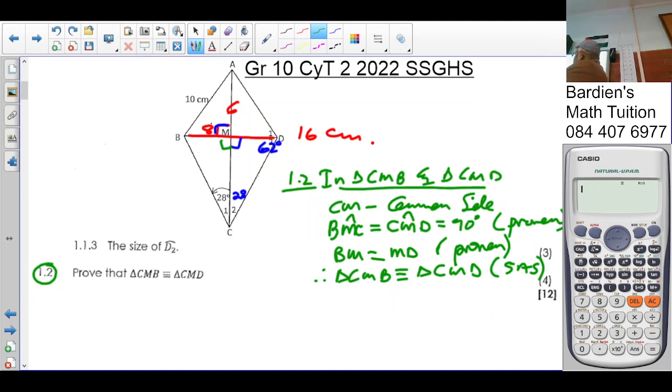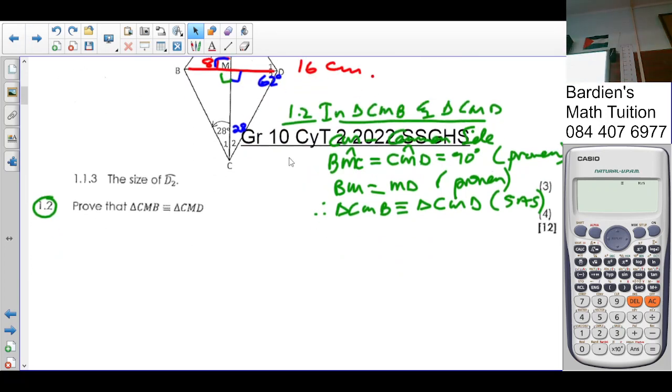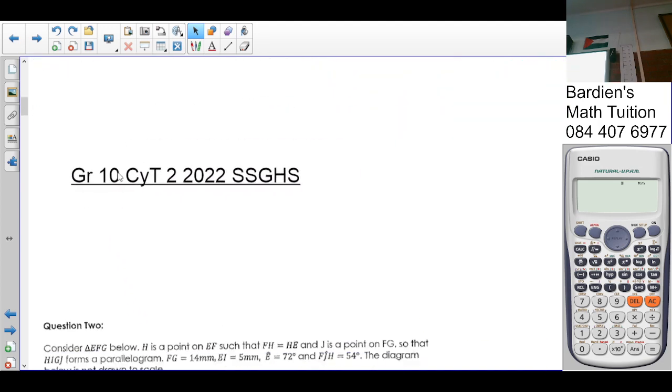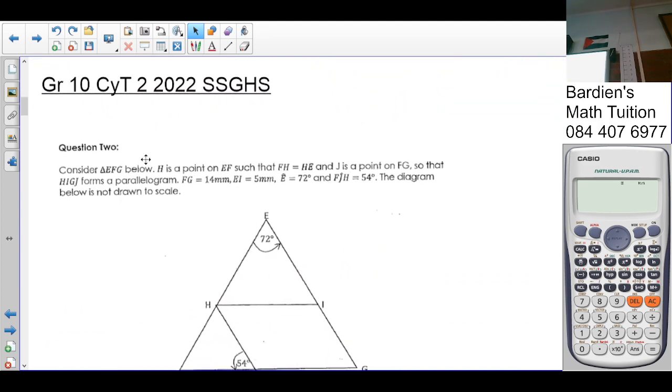So in actual fact, you could have used any of the four cases of congruency in this case here. Does it make sense? Because we have so much information on this diagram, or on those two triangles, that you could have concluded any of the four cases of congruency there, and you should have gotten the full 4 marks there. Let's look at the next question, question 2.